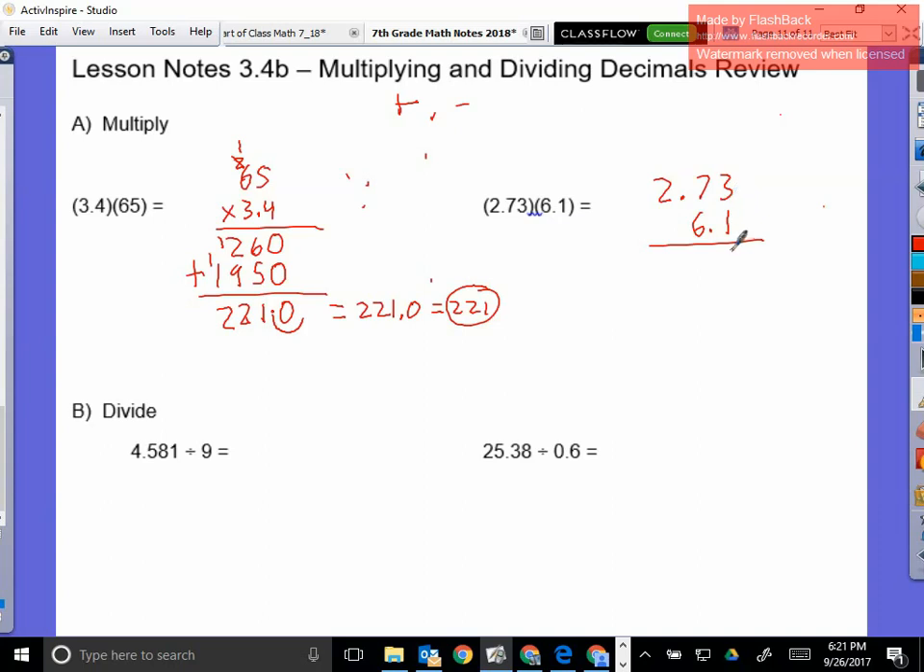We got 1 times 3, which is going to give me 3. This will get me 7, and that will get me 2. Very nice. Put a 0 there when you're starting a brand new row. Now let's go with our 6. 6 times 3 is going to give me 18. Carry the 1 there. 6 times 7, 42 plus 1, 43. Carry my 4. 6 times 2, 12 plus 4 is going to get me 16.